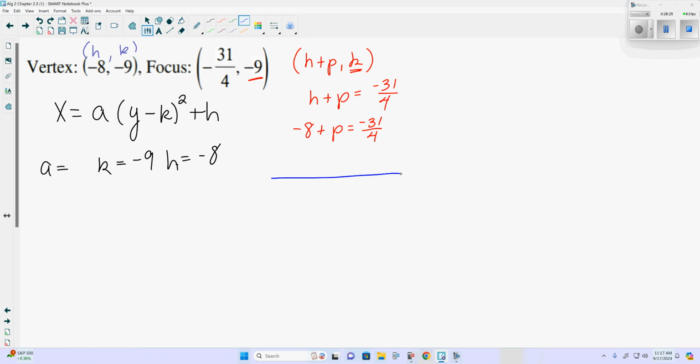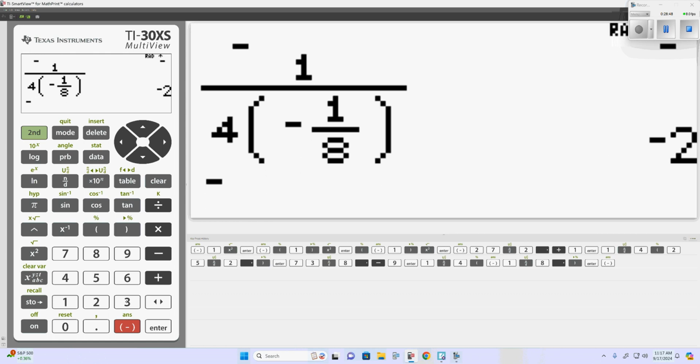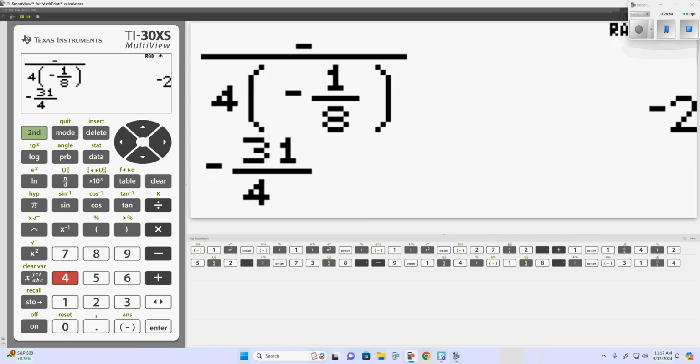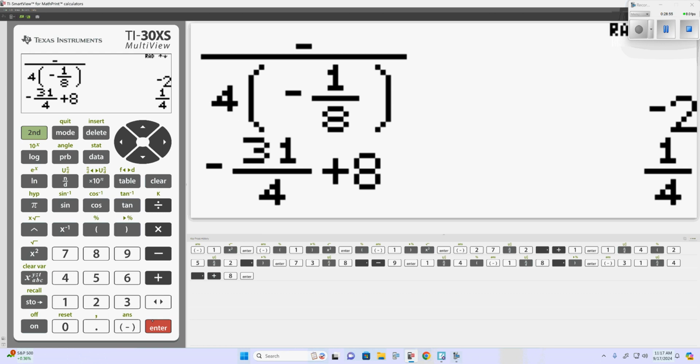Questions on this so far? So we need to get p by itself. So what can we do to get p by itself? We can add 8 to both sides, because -8 plus 8 would be 0. p is equal to -31/4 plus 8, which is 1/4.